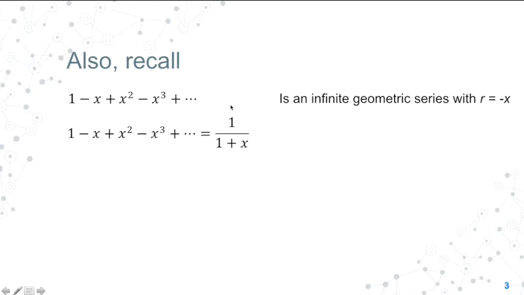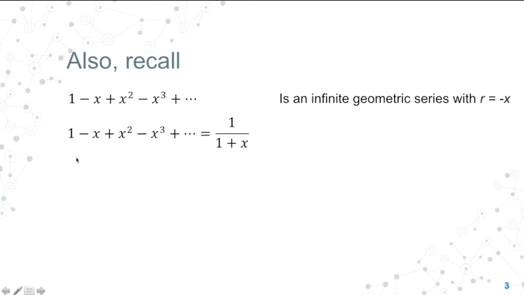So using now the formula for the infinite geometric series, wherein the formula is the first term divided by 1 minus the common ratio, in this particular series our first term is 1. That's why this is 1 over 1 minus negative x, which will be 1 plus x. So this is the algebraic expression that is equal to this infinite geometric series.